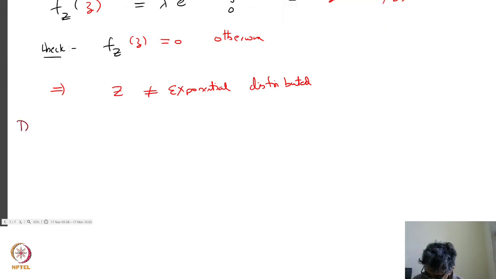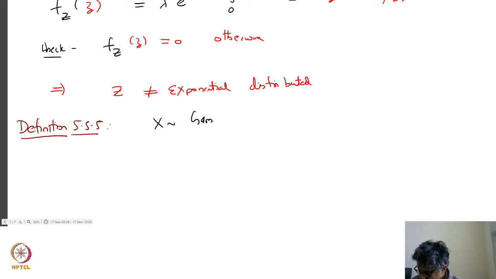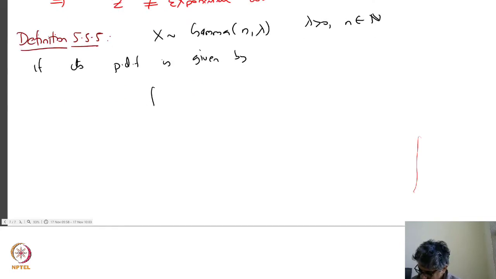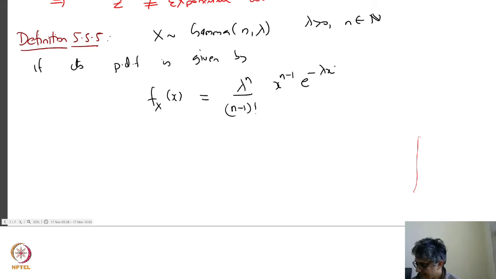So this is a definition, 5.5.5. So x is gamma n lambda, where lambda is positive and n is a natural number, if its PDF is given by f sub x at the point x is going to be lambda to the power n over (n minus 1) factorial, times x to the power n minus 1, times e to the minus lambda x, when x is nonnegative.